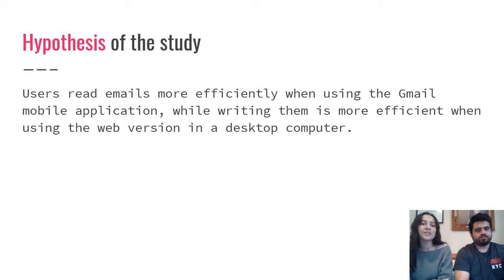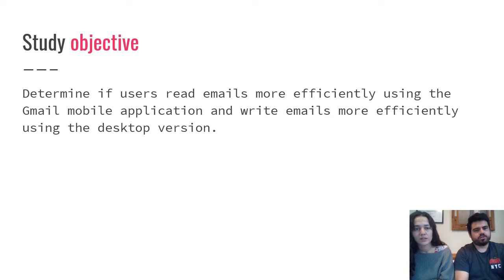About the hypothesis of the study, we suggest that users read emails more efficiently when using the Gmail mobile application, while writing them is more efficient when using the web version on a desktop computer. So the study objective is to determine if users read emails more efficiently using the Gmail mobile application, and if they write emails more efficiently using the desktop version.